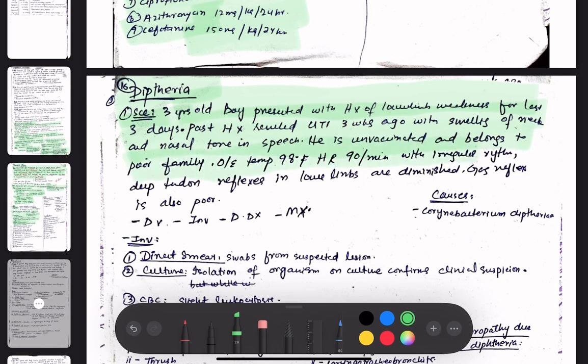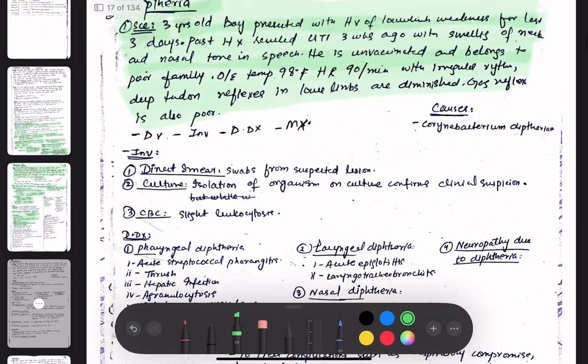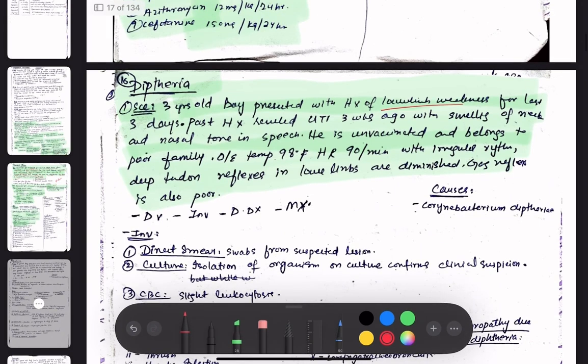Temperature is 98 and heart rate is 90 with irregular rhythm, deep tendon reflexes in lower limbs are diminished, and gait reflex is also poor. Now in this scenario, there is a history of weakness of the lower limb, and also a history of UTI, and also there was swelling of the neck and nasal tone in speech, and he is not vaccinated and belongs to a poor family, that is poor socioeconomic status. He is having a mild fever and irregular rhythm and heart rate.